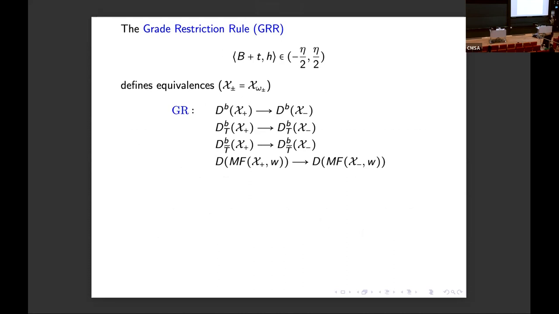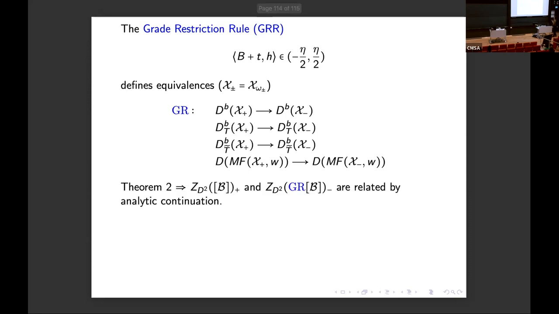I think I'm over time. So the last thing I just want to mention is that this is the Grade Restriction Rule, and it defines an equivalence of derived categories of coherent sheaves, T-equivariant and non-equivariant. And it also induces an equivalence of the categories of matrix factorizations. And Theorem 2 actually implies that this symplectic transformation is basically given by this equivalence. So if we take some brane, which is an element in the matrix factorization category in the plus chamber, and we apply this equivalence, then these two are related by analytic continuation.